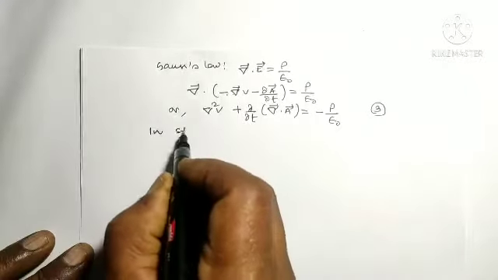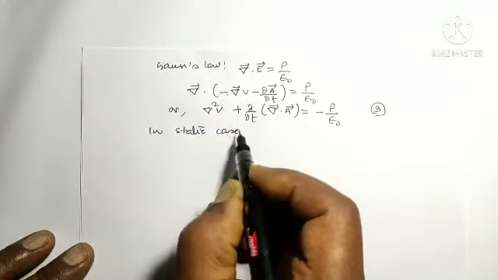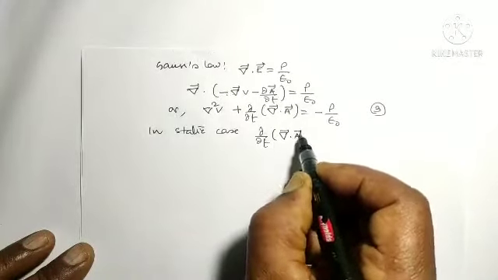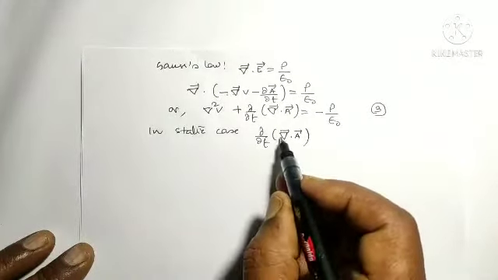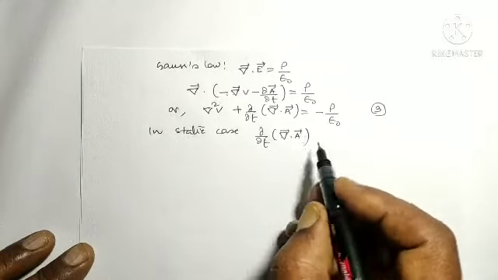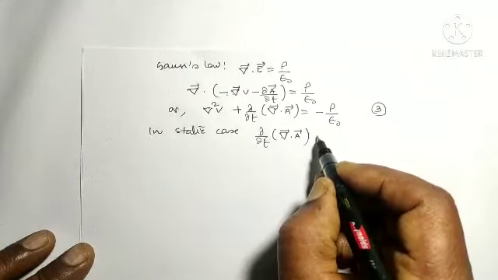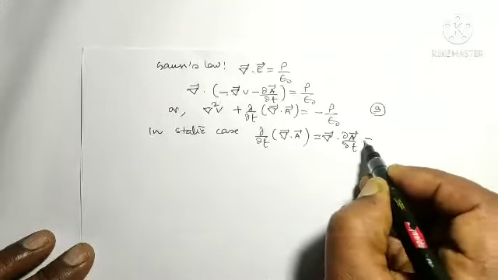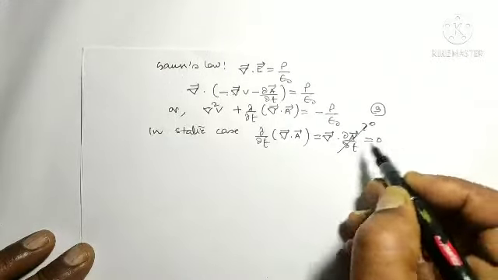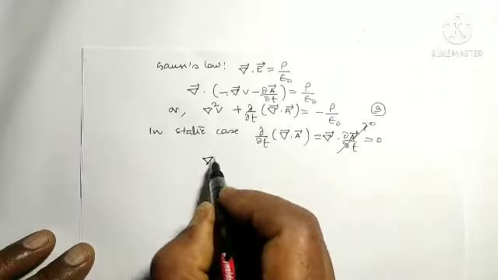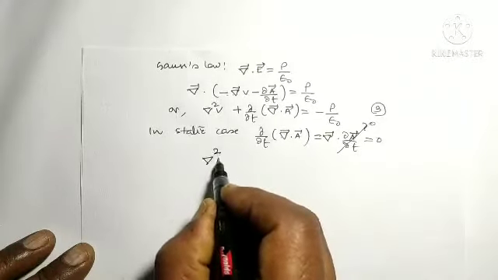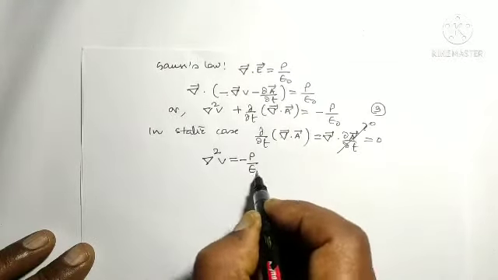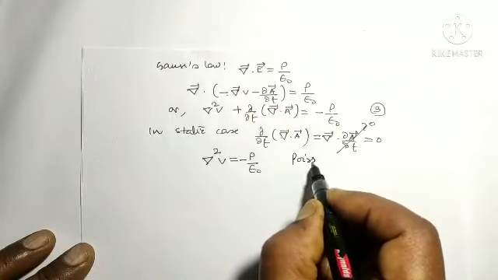In the static case, del by del t of div A is equal to del dot del A by del t. Del A by del t is 0, so this is equal to 0. So equation 3 becomes del square V equals minus rho by epsilon 0, which is Poisson's equation.